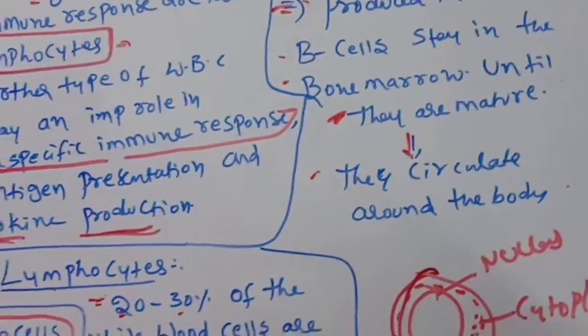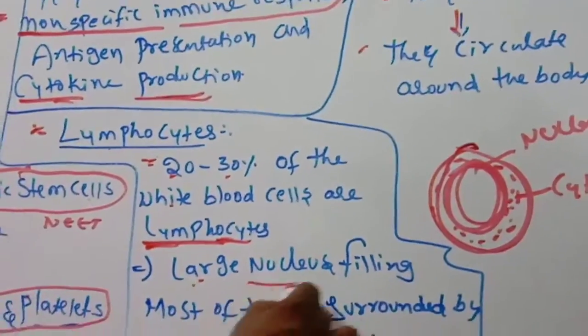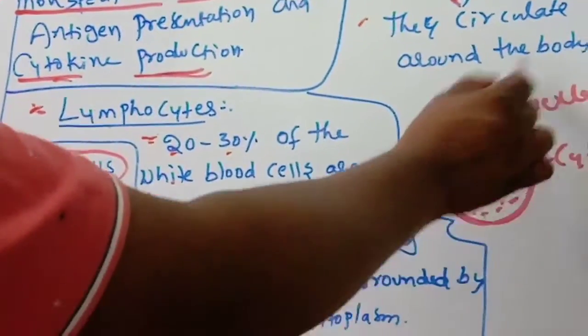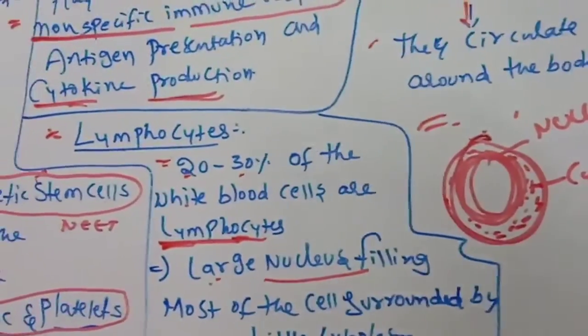See, this is a B lymphocyte. Which one is occupying the maximum space? The large nucleus, and little cytoplasm is there. This is the lymphocyte. Okay, children.